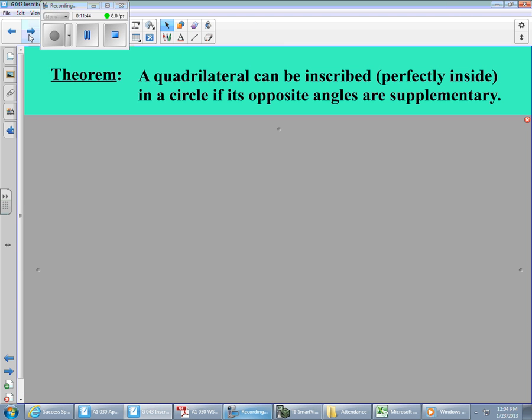All right, one more theorem. This one is not quite as obvious, but there's still a good bit of common sense to it. This theorem says a quadrilateral can be inscribed in a circle if its opposite angles are supplementary.